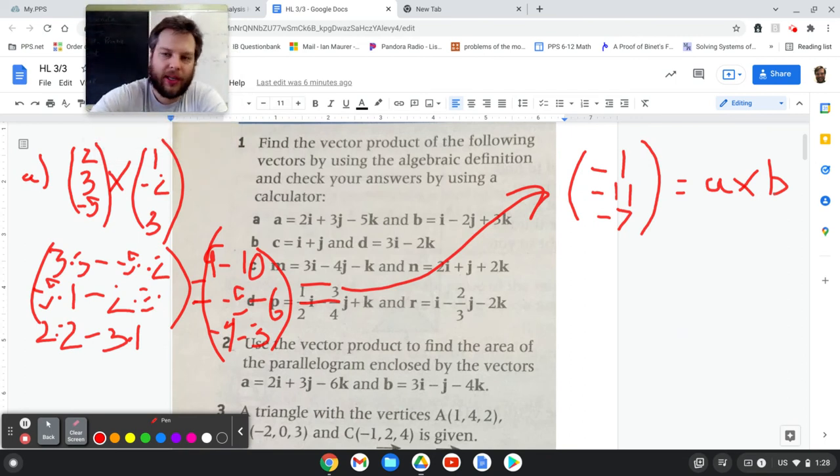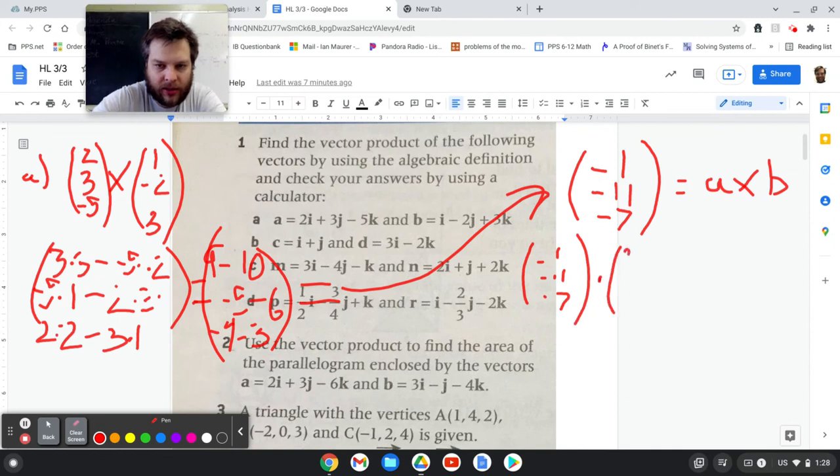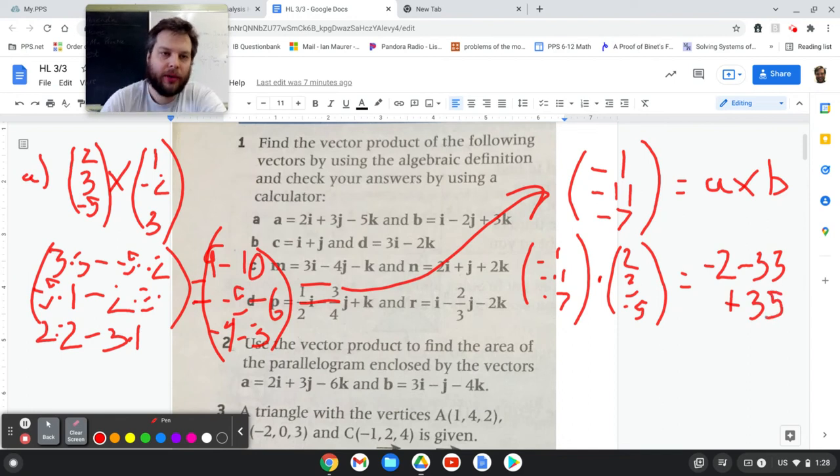And so I'm going to just take A cross B dotted with A. And so if we do the dot with A, we have -1, -11, -7, dot 2, 3, -5. And that gives us -2 minus 33 plus 35. That equals 0. So we know that we have a vector that is normal to A.